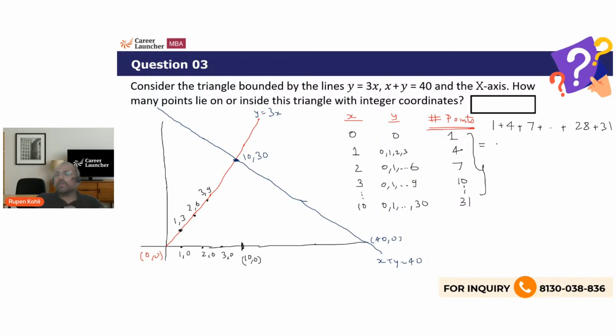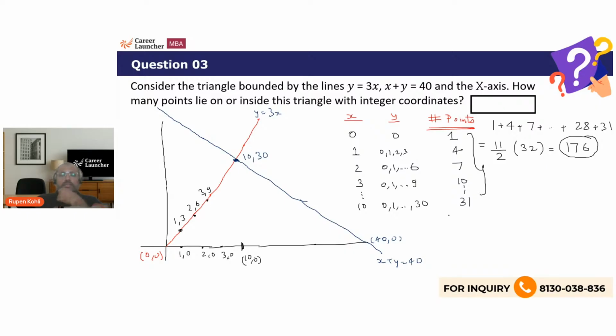So the AP summation is N by 2 into first term plus last term. First term plus last term, 1 plus 31, is 32. So 11 by 2 into 32, which is 11 into 16. So these are 176 points that we get.